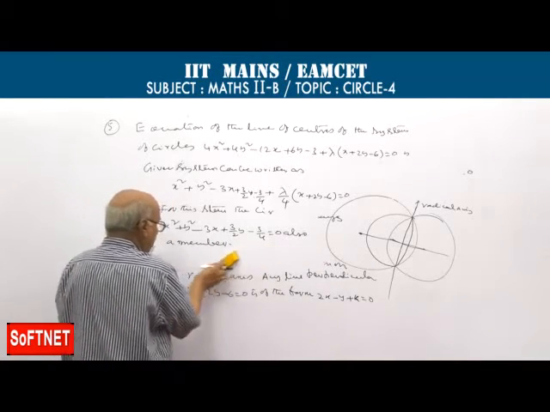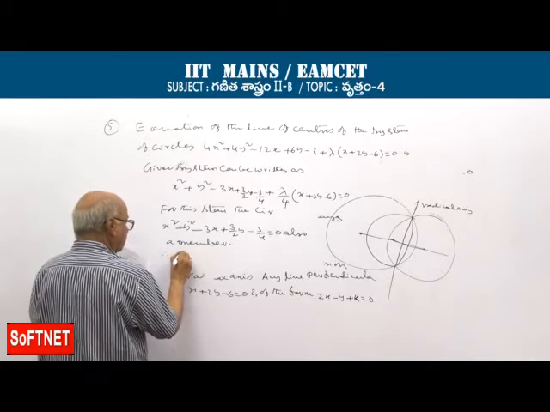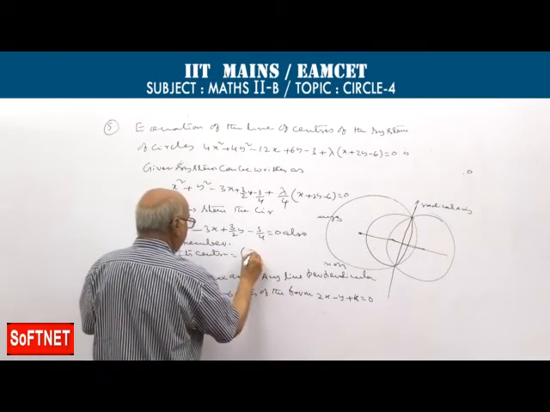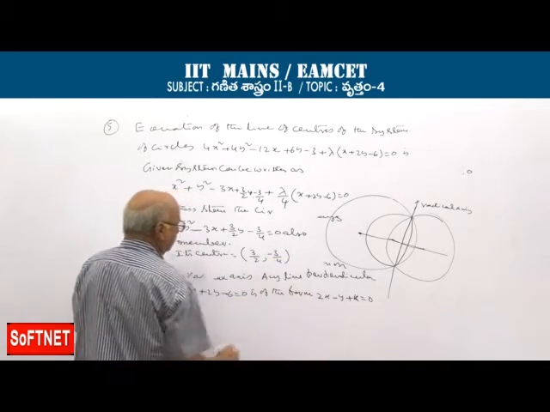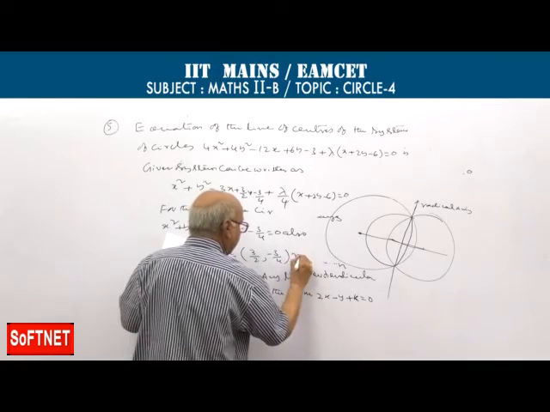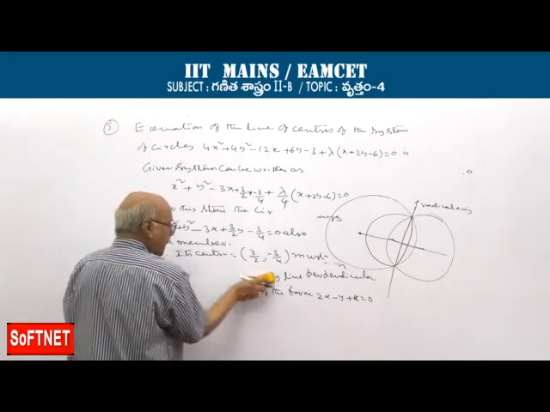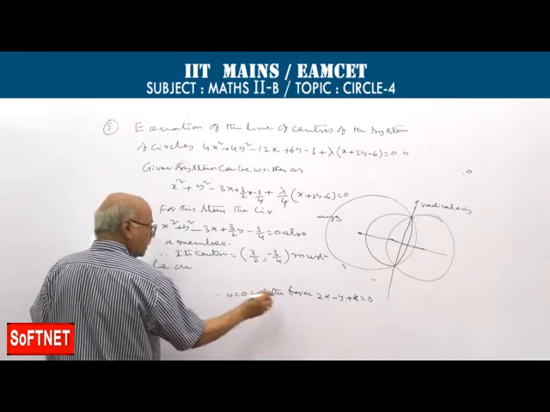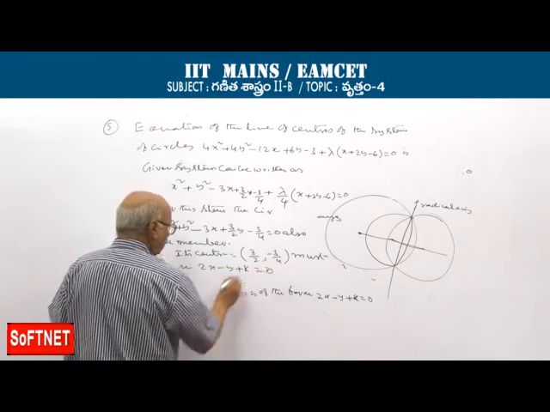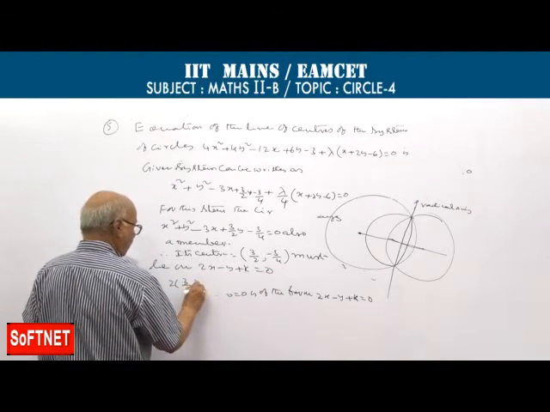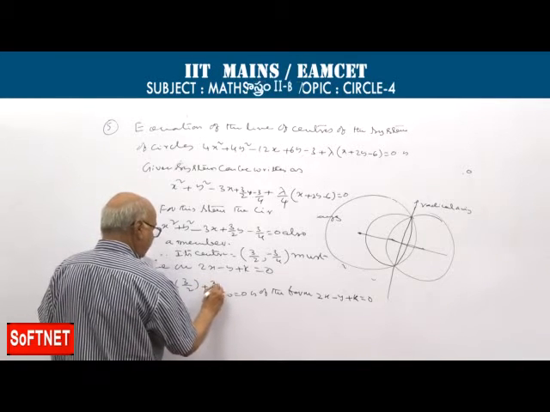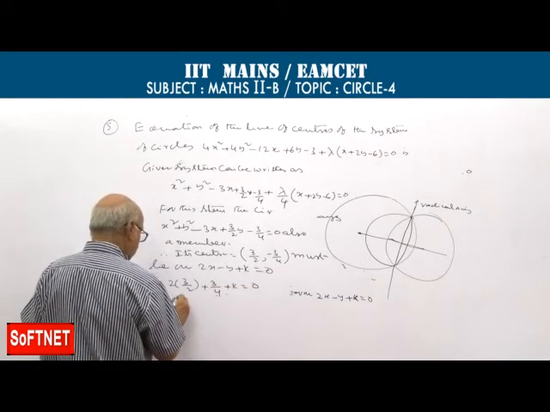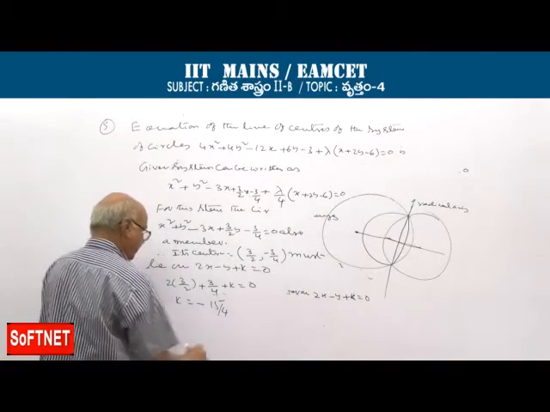So therefore its center is equal to 3 by 2, minus 3 by 4. It must lie on 2x minus y plus k is equal to 0. That means 2 into 3 by 2 minus 3 by 4 plus k is equal to 0. So therefore k is equal to minus 15 by 4, not minus 15.